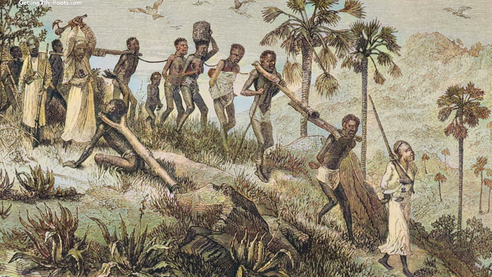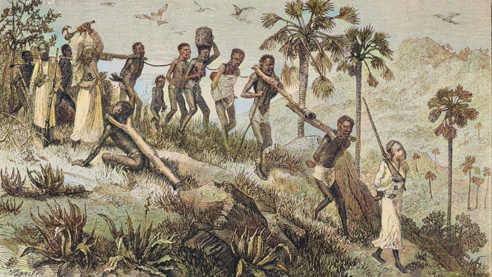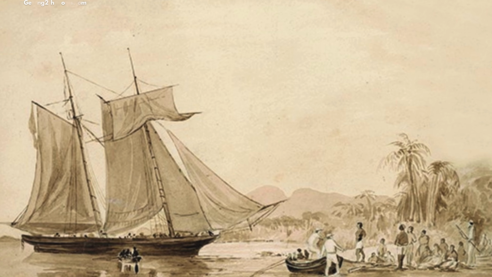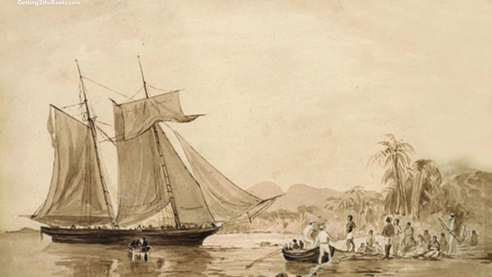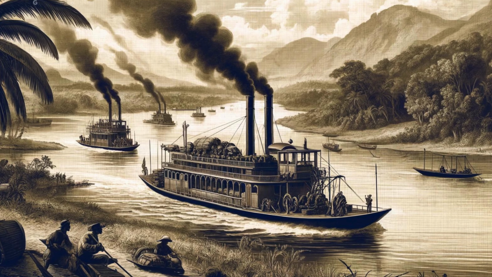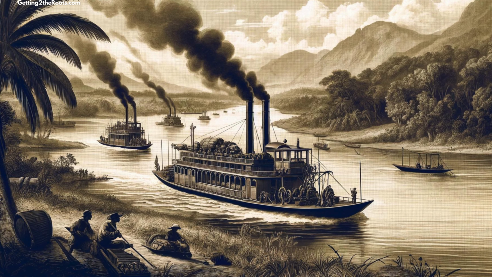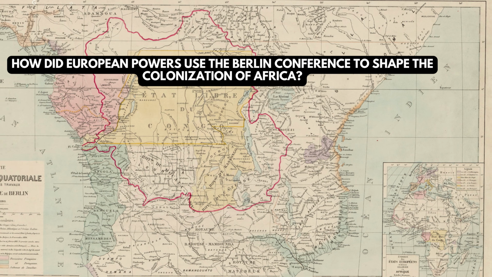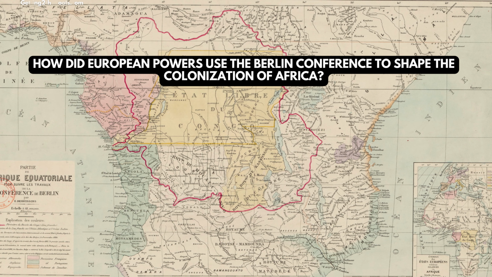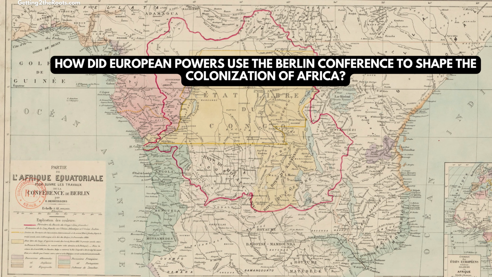This absence of a unified front allowed European powers to negotiate separately with different groups, playing them against each other and ensuring that resistance to colonization was localized and fragmented.